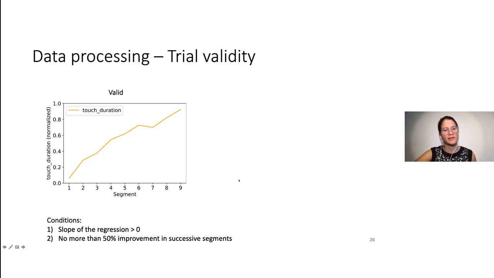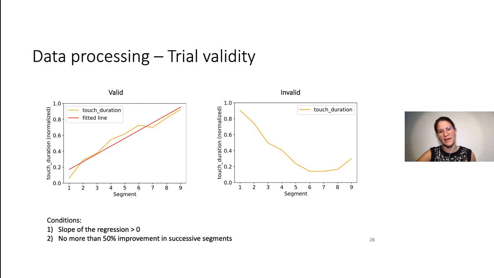So here in this plot we can see a valid trial, we can see the normalized touch duration and how it increases in time. So by fitting a line, we can see that there's a positive slope on the data. Now here we can see an invalid trial. By fitting a line, we see a negative slope. So basically the person, as time progresses, is improving in time. This means the person is getting faster while performing the task.